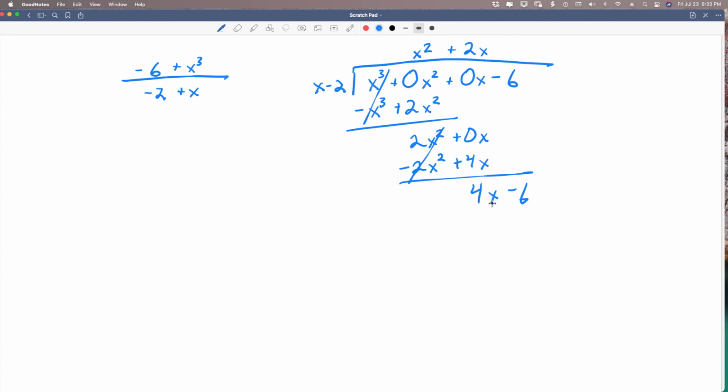x goes into 4x one time. It'll be times 4. So we have a plus 4. 4 times x is 4x. 4 times negative 2 is negative 8. We change the signs so we can subtract. Those cancel, and we are left with a positive 2. So 2 over x minus 2. This is the answer.